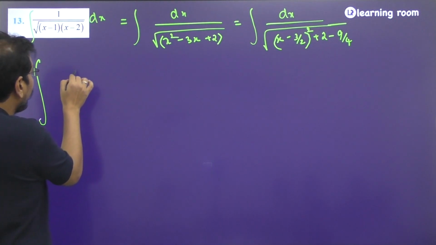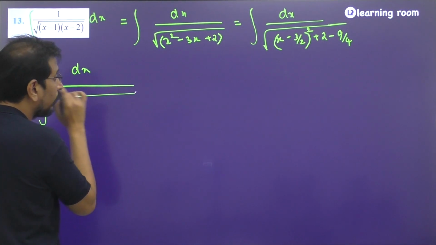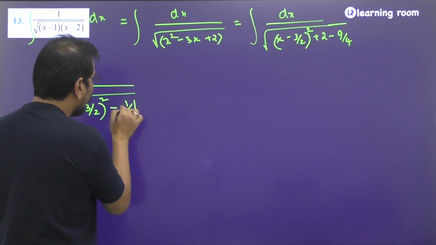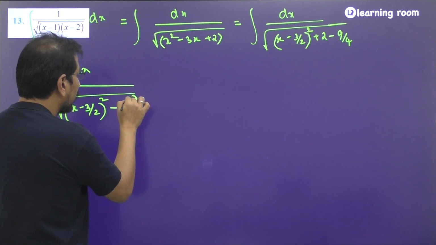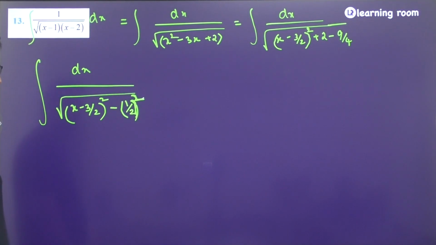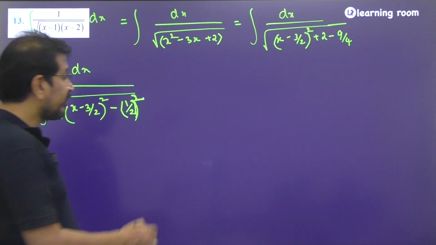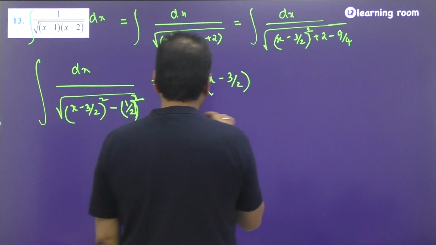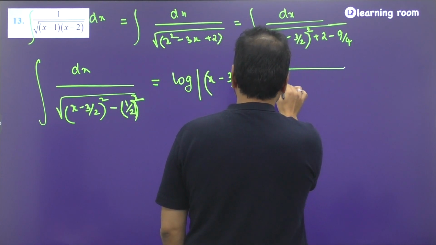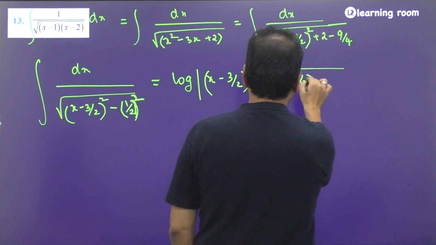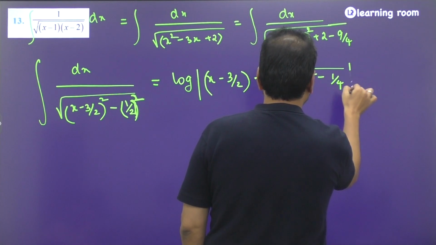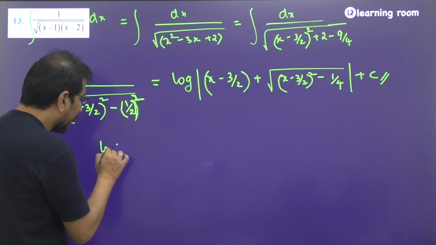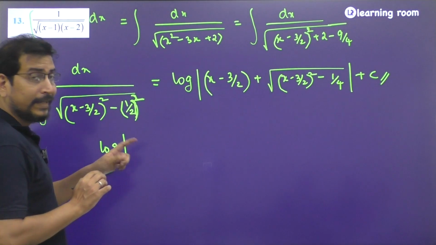Right. So integral of dx divided by root of x minus 3 by 2 the whole square minus 1 by 2 the whole square. Can I directly write minus 1 by 2 the whole square? So 1 by root of x square minus a square is log of x minus 3 by 2. So x minus 3 by 2 plus root of x minus 3 by 2 the whole square minus 1 by 4 plus c. Or the other way of writing this is you can write it as log of mod of x minus 3 by 2 is there.